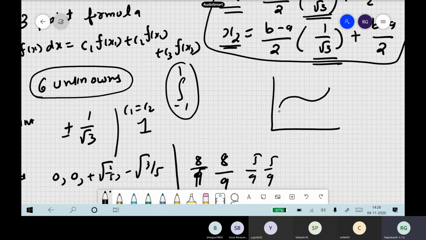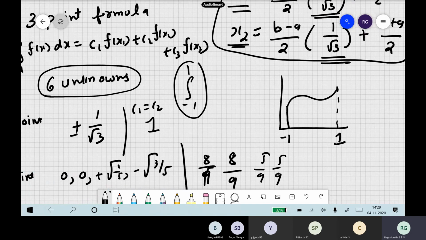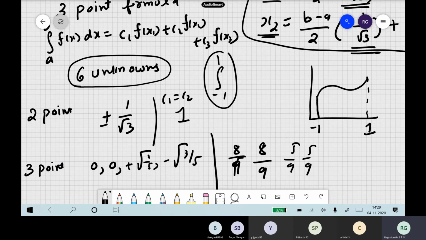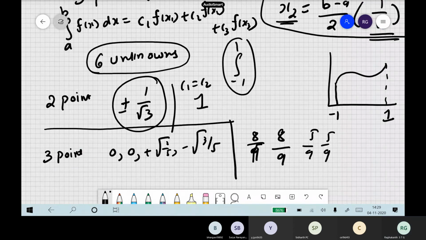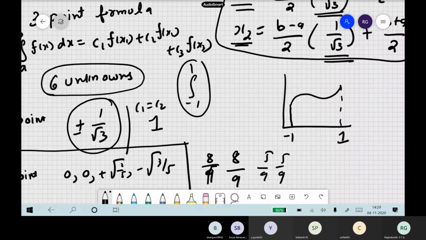So this is my function. Let us say this is -1 and this is 1. So this is my function actually. Now where are my Gauss points? Where are you taking the values, the Gauss points for the 2-point formula? Where are they located? 1/√3. So the function value is taken at -1/√3, then you are taking, you followed it, 1/√3.